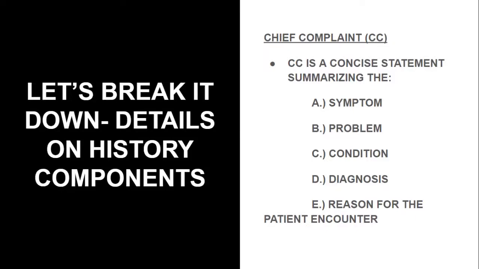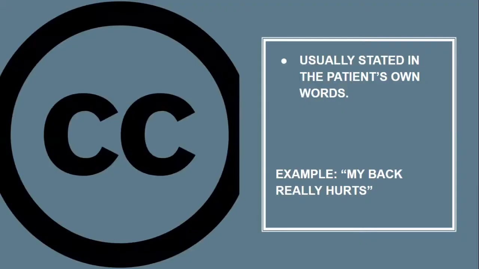Okay, we're going to break down the details of the history component. You remember one of those components was the chief complaint. The chief complaint is a concise statement summarizing the symptom, problem, condition, diagnosis, and reason for the patient encounter. So that's what it tells us. It's usually stated in the patient's own words. For example, my back really hurts.